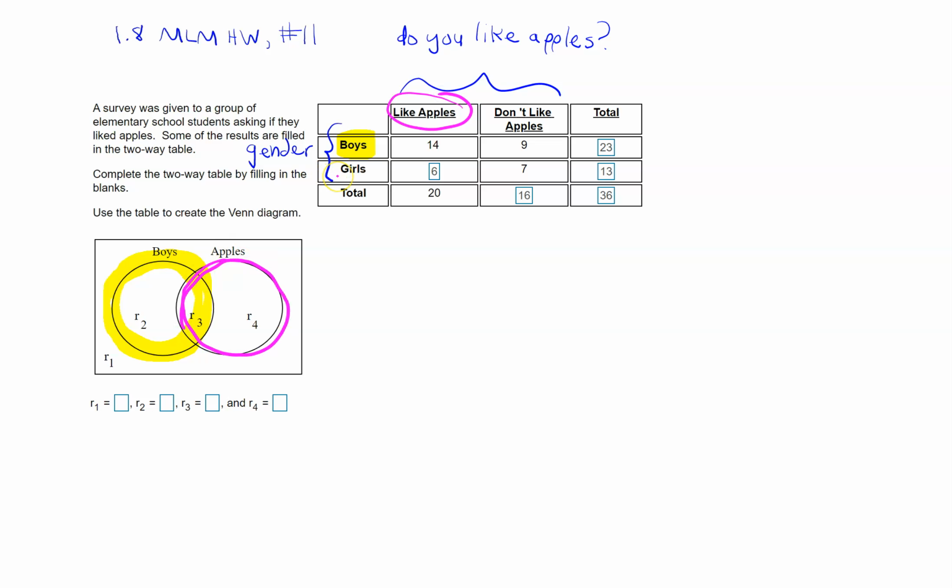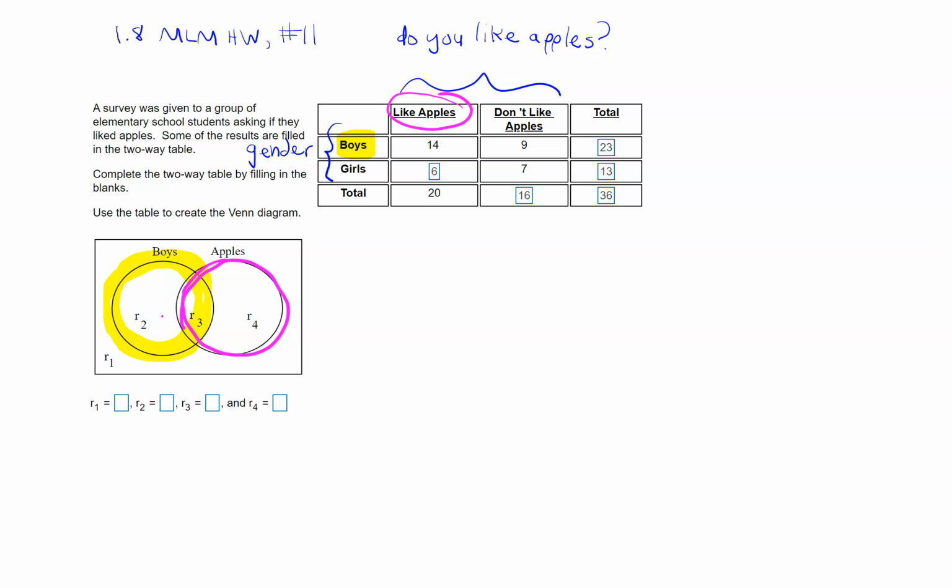Now notice you don't see the word girls anywhere in the Venn diagram because they're assuming gender is binary. If they label the first circle boys, then anyone not in that circle is assumed to be a girl. And if they label the second circle apples, it's assumed anyone outside of that circle does not like apples. So you don't see the words don't like apples anywhere. You just assume that.